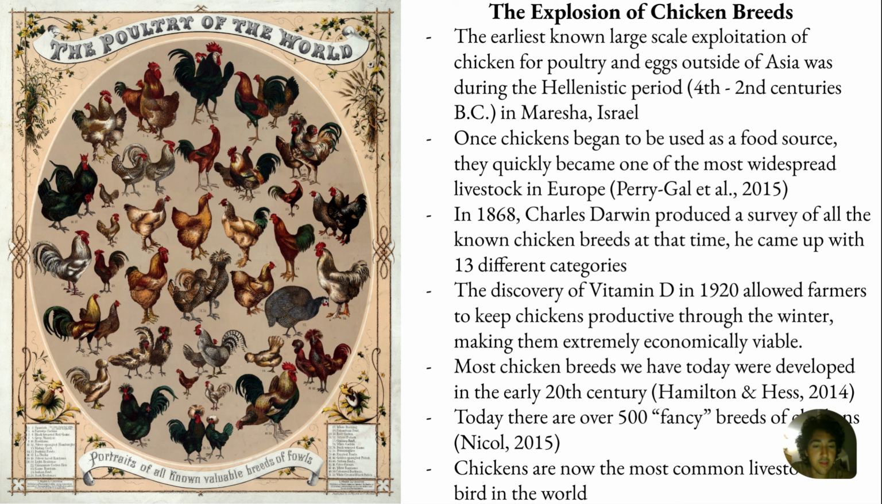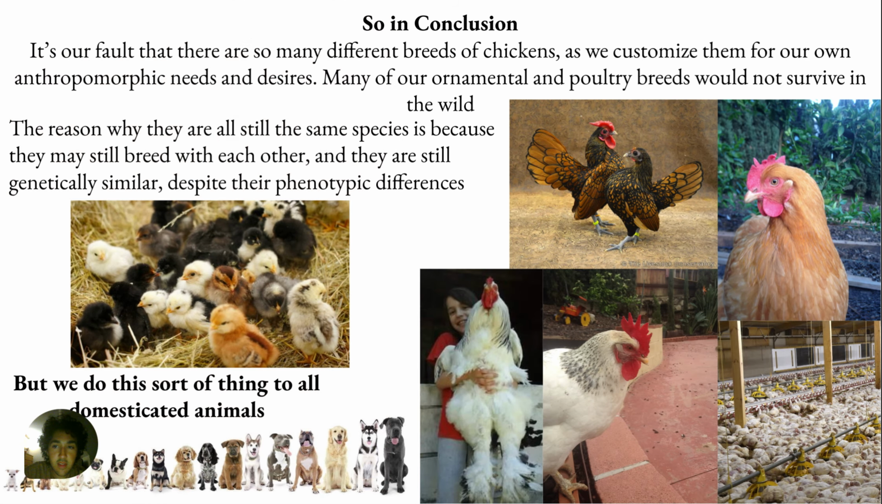Most chicken breeds we have today were developed in the early 20th century. Today, there are over 500 fancy breeds of chickens. Chickens are now the most common livestock and bird in the world. There's about 33 billion chickens in the world, 3 for every human. So in conclusion, it's our fault that there are so many different breeds of chicken.